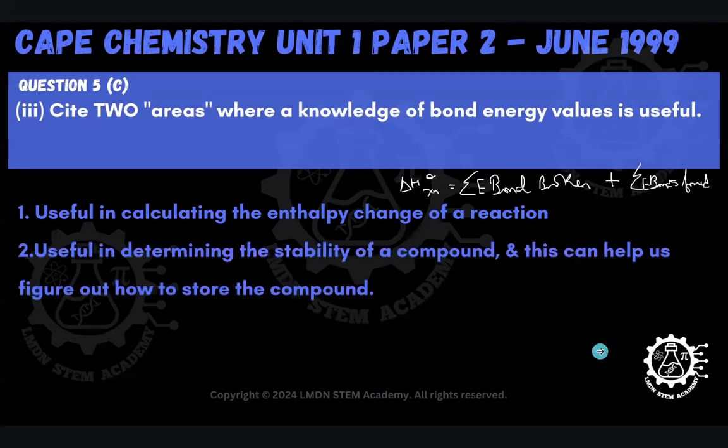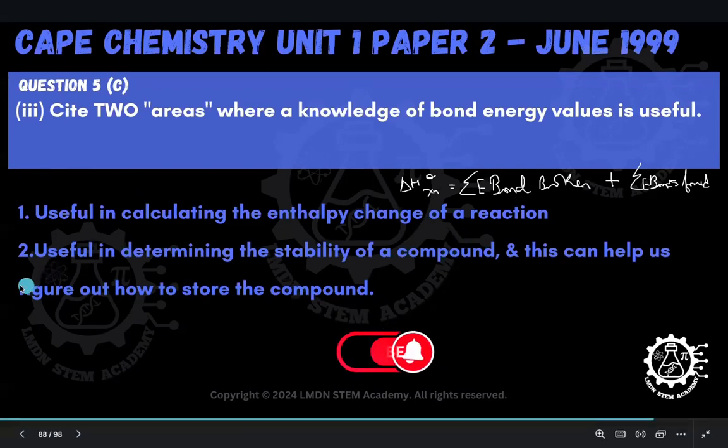And then secondly, it's useful in determining the stability, as we just saw in part two, right? It's useful in determining the stability of a compound. So based on what the bond energy is, we will know whether it will be very reactive or very unreactive. And then that can help us to figure out how to store the compound. Because if a compound is very reactive, it just kind of spontaneously reacts. You can't really store that at room temperature, because it would probably just break down, or something of that nature. But if it's very unreactive or very stable because there's a high bond energy, there's a lot more that you can do with that in terms of storage. So just keep those things in mind, okay?